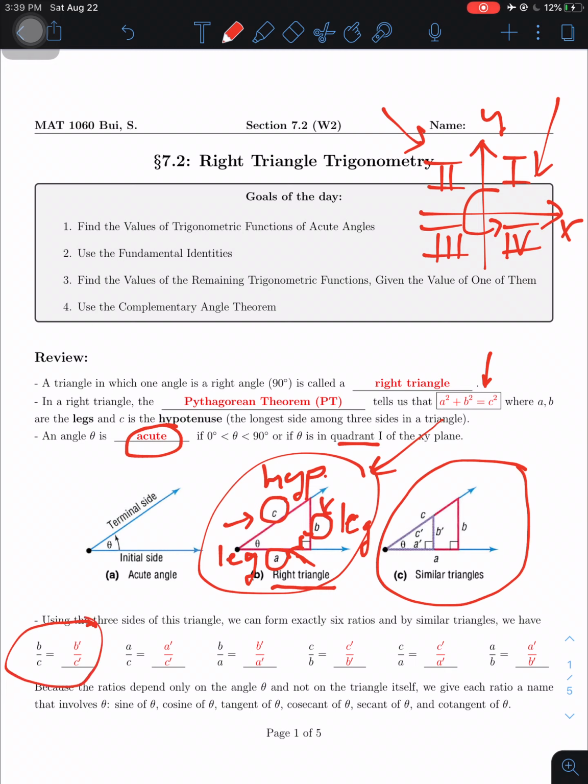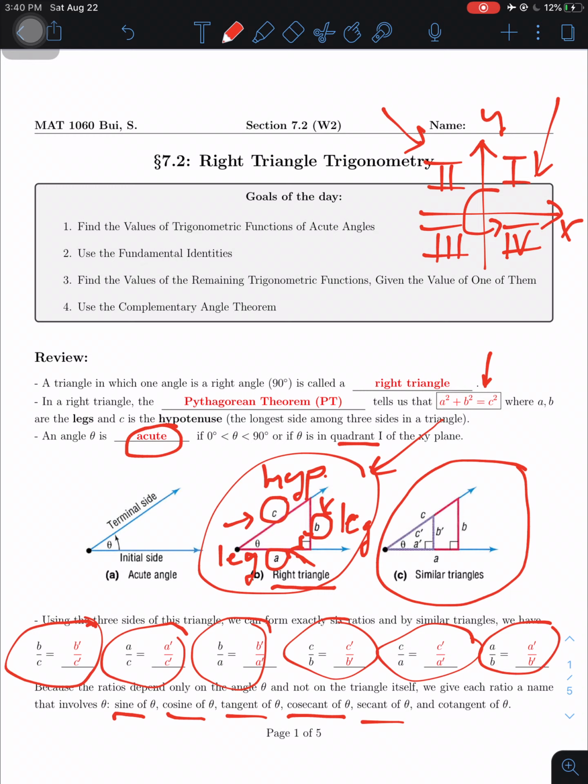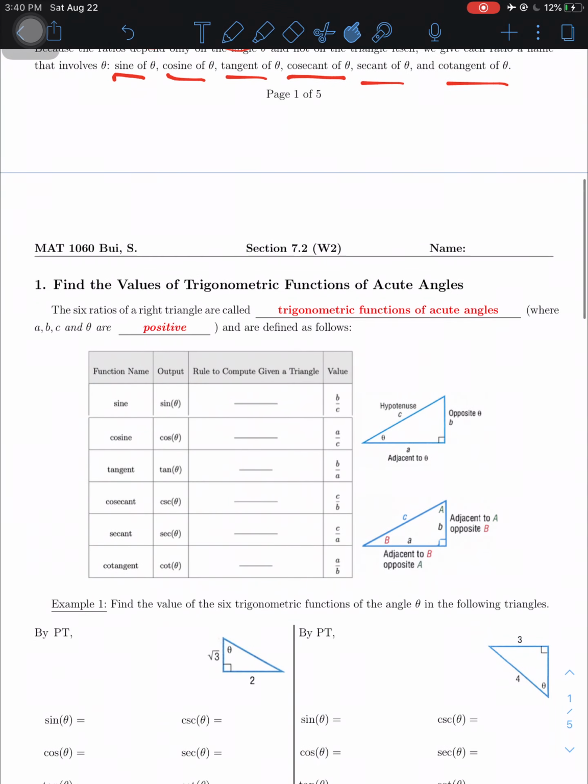And if you want, you can fill out the rest of them like this. And this is actually a cool fact. This is actually where we come up with the definitions for the 6 trigonometric functions. This is where we have sine, cosine, tangent, cosecant, secant, and finally cotangent. Okay, so let's talk about the real definition of all 6 of them.